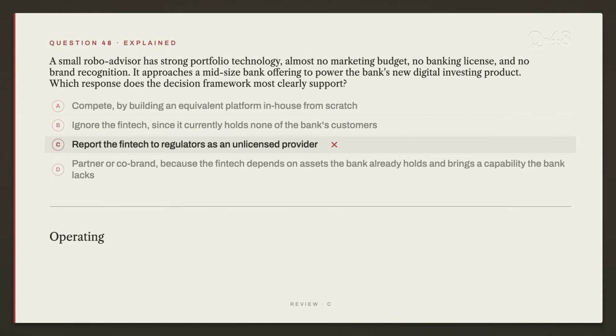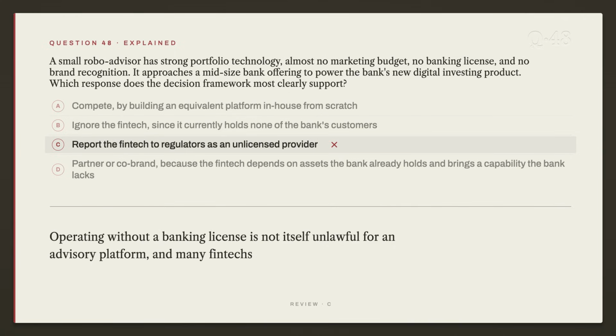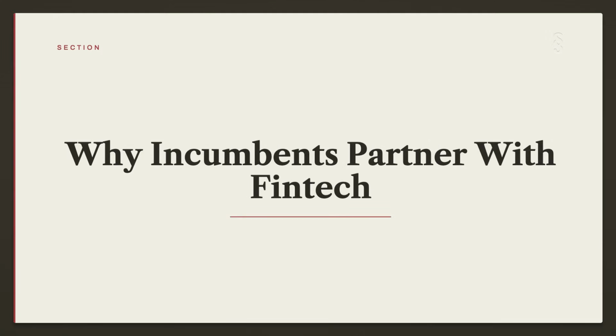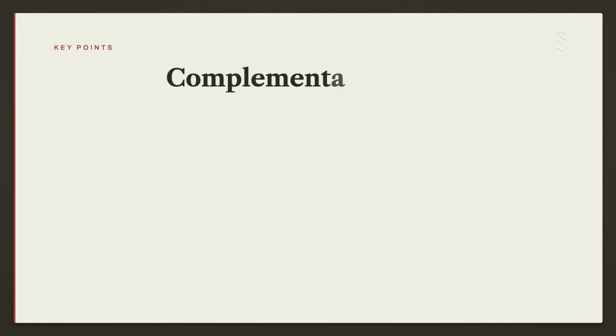C is wrong because operating without a banking license is not itself unlawful for an advisory platform, and many fintechs work through licensed partners. There is no violation to report. Over time, many incumbents stopped treating fintech firms purely as threats and started treating them as partners, hiring them as vendors, co-branding products, or taking minority stakes. This shift is the most important strategic development in this material, and the logic behind it deserves a closer look.